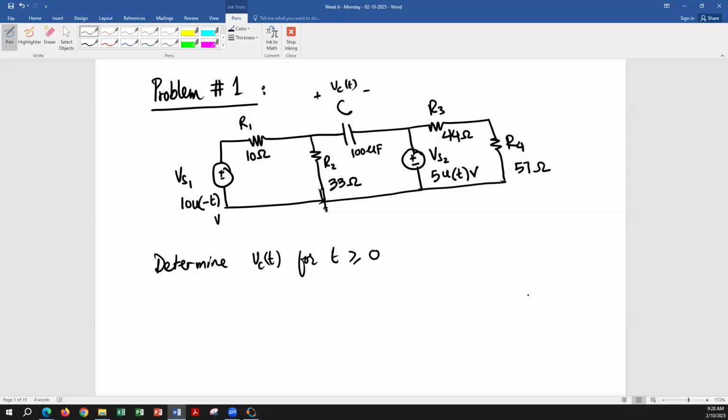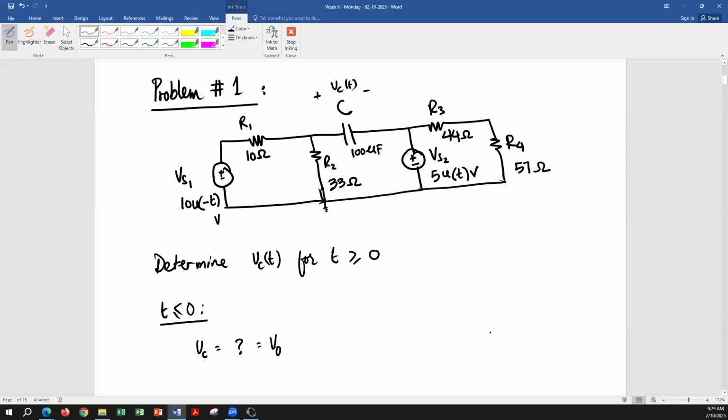That's our reference time. So the first thing that we need to do, of course, since we are trying to figure out what is Vc of t for t greater or equal to 0, is we find out the initial value of the capacitor voltage before the change is happening. So for t less than or equal to 0, Vc is equal to what? And that we will call our initial capacitor voltage V0.